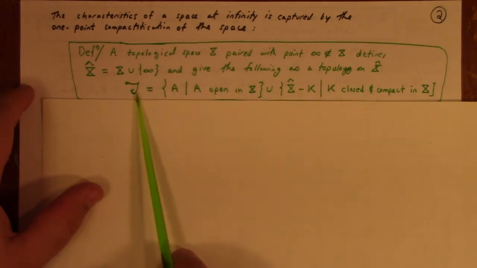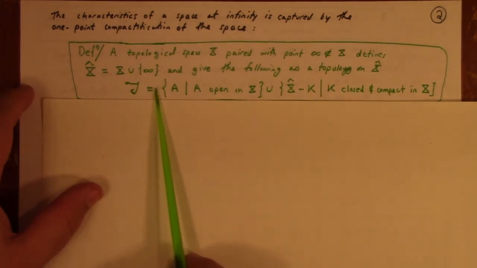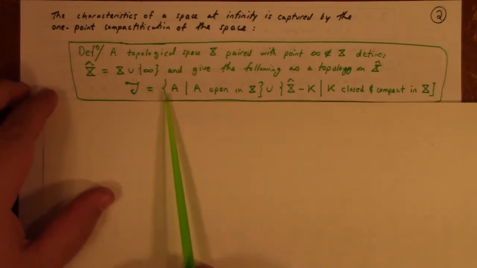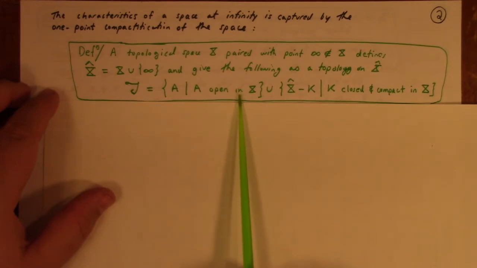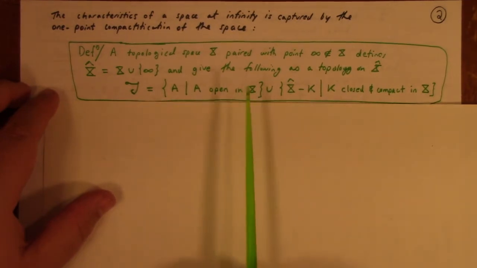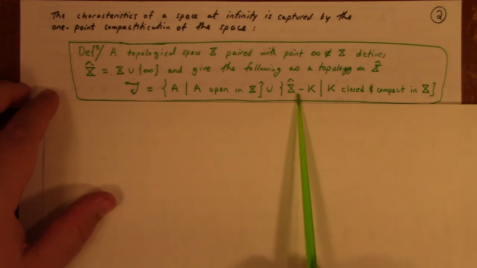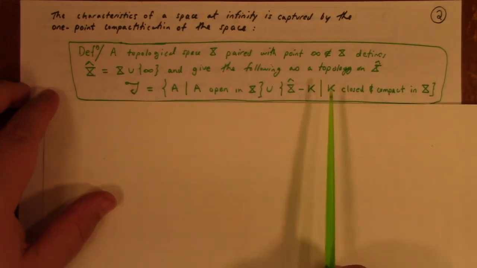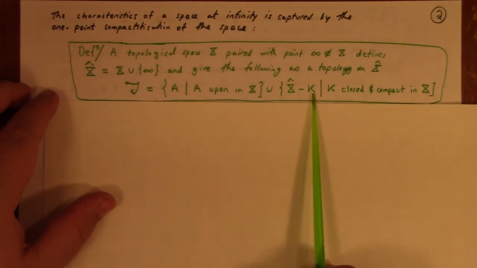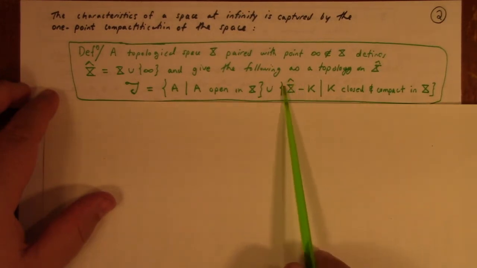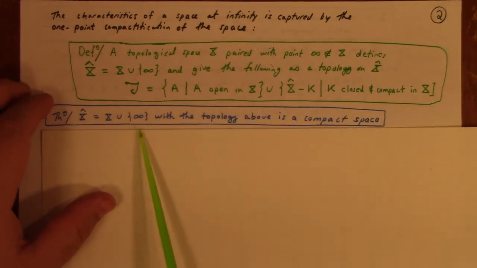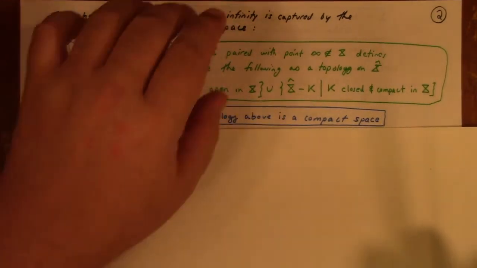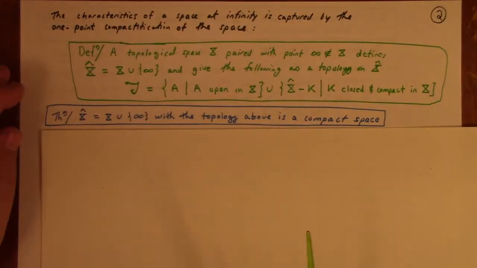And then you define the topology on X hat, which is the compactification of the space. Well, there's two kinds of open sets. You've got open sets which were already open in X, right? And then there's also the open sets that are formed from taking the whole space and removing a closed and compact set in X. I would call these the neighborhoods of infinity. And theorem: X hat with the topology above is in fact a compact space. So why is that true?